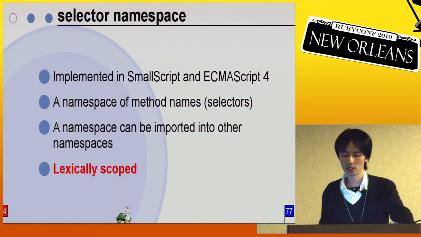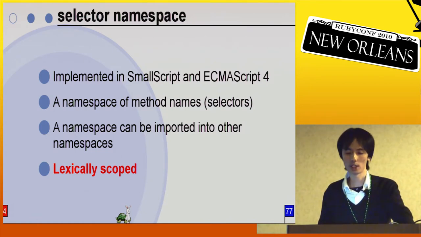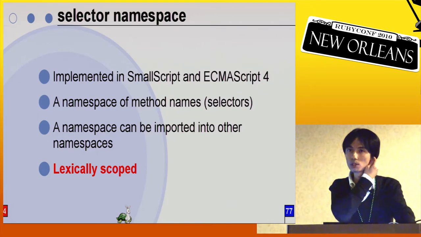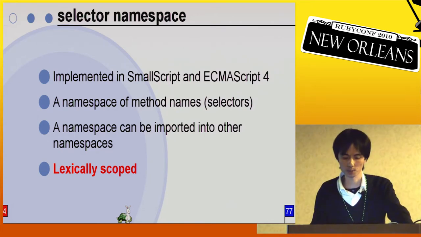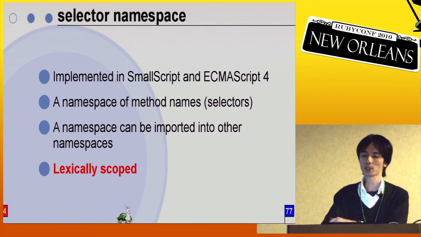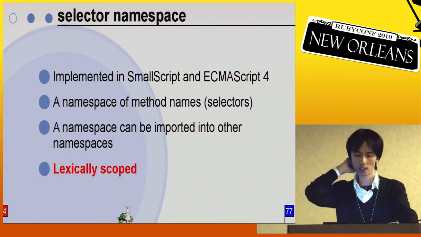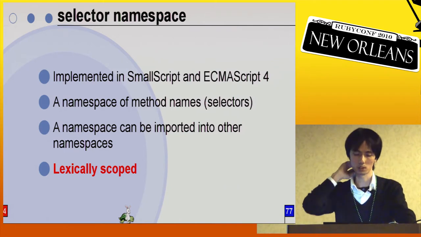Selector namespace is a namespace of method names. In Smalltalk, method names are called selectors, so it is called selector namespace. A namespace can be imported into other namespaces. And it's important that selector namespace is lexically scoped.